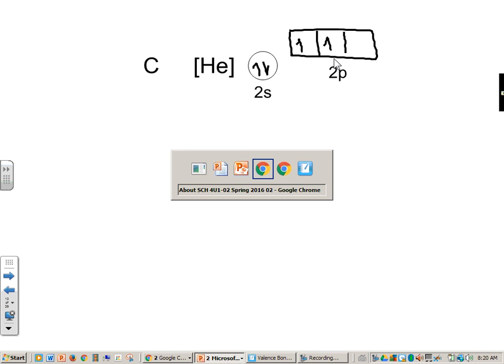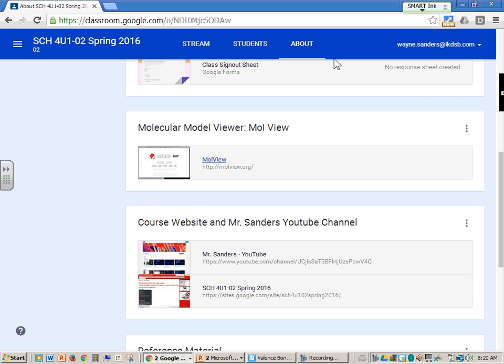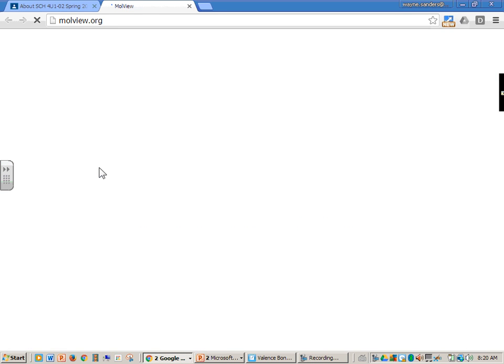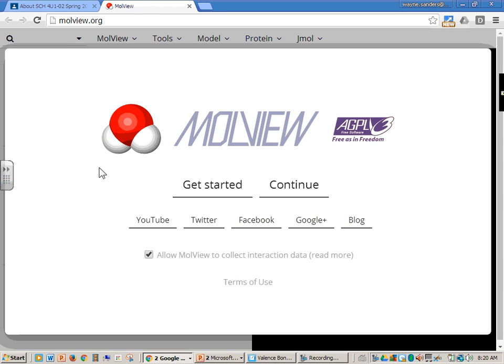If you go to Google Classroom, I have on the About page a neat little online molecular model builder, which we might be using in the near future when we do our molecular geometry yoga. I might have you put your molecules on here. But this is a neat thing. You can play around with this. It works on your phone. It works on mobile. It works on all kinds of different things.